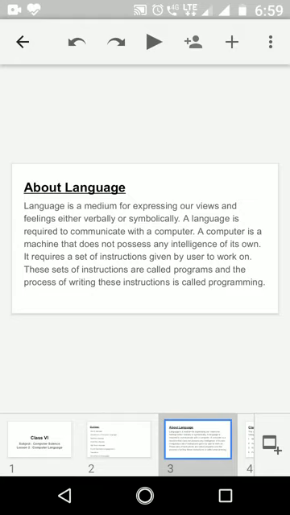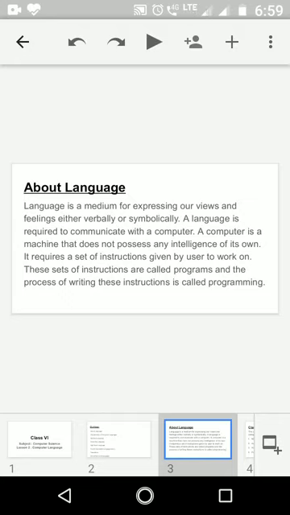Language is a medium for expressing our views and feelings either verbally or symbolically. All human beings require a language to communicate with each other. Similarly, a language is also required to communicate with a computer. Different computer languages are for different purposes. Some are special purpose and some are general purpose.